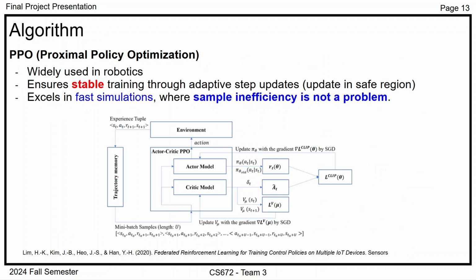We chose PPO for our training algorithm since it provides stable convergence while guaranteeing trust regions. PPO is especially strong for parallelized simulation setups where sample inefficiency is not a problem. Refer to Lecture 8 for further details.